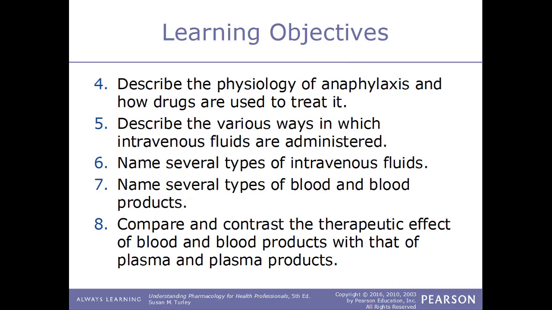Describe the physiology of anaphylaxis and how drugs are used to treat it. Describe the various ways in which intravenous fluids are administered. Name several types of intravenous fluids. Name several types of blood and blood products. And lastly, compare and contrast the therapeutic effect of blood and blood products with that of plasma and plasma products.